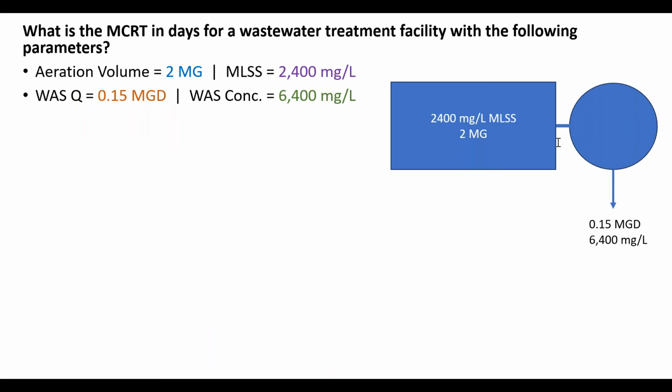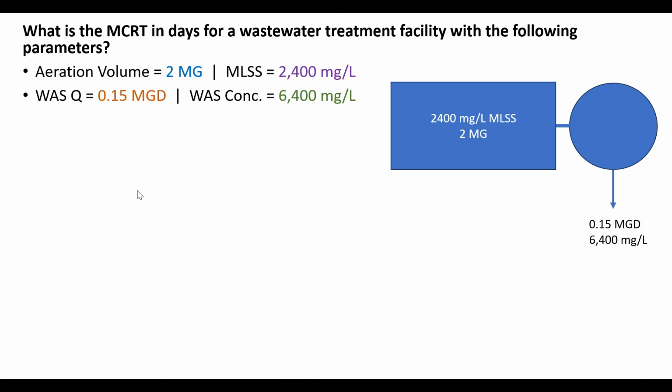Now let's try an MCRT actually using the pounds formula. And we're going to keep it simple on this one. We're going to just use the aeration volume for this one. We're not going to include the clarifier in this particular one, and we will do one that's the complete MCRT as well. So here we have, what is the MCRT in days for a wastewater treatment facility with the following parameters? Aeration volume, 2 MG, 2 million gallons. And the mixed liquor suspended solids, 2,400 milligrams per liter.